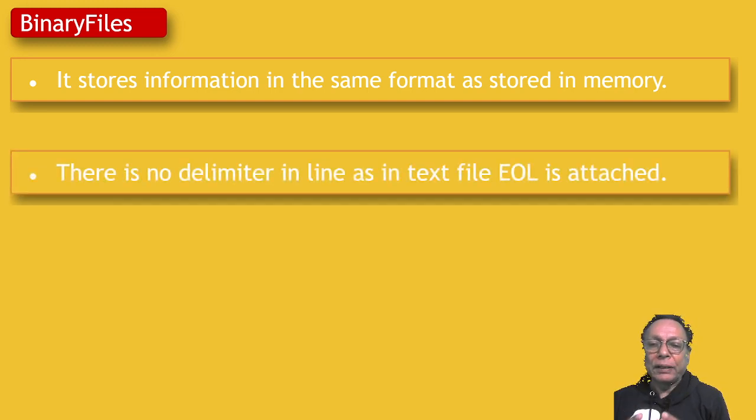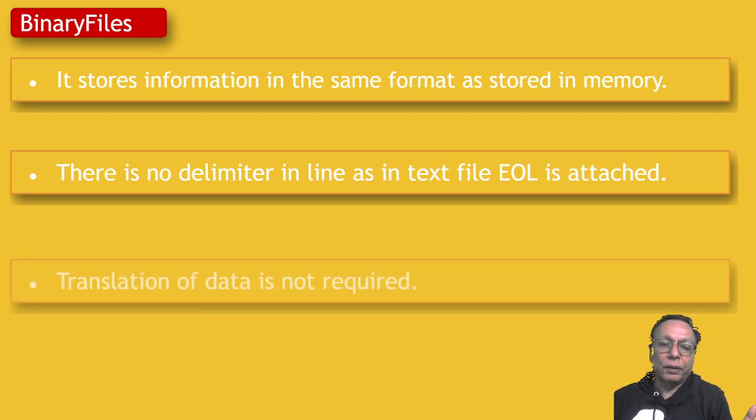There is no delimiter in line as in text file, where EOL is attached. टेक्स्ट फाइल में हर एक लाइन के बाद आपको एंड ऑफ लाइन अटैच करना होता है, may be enter, backslash r, whatever, या बैकस्लैश n. लेकिन बाइनरी फाइल में ऐसा नहीं है. बाइनरी फाइल का जो डेटा है एक लाइन का लंबा डेटा हो सकता है और हो सकता है कि छोटा डेटा भी हो जो कि एक लाइन का भी ना हो.